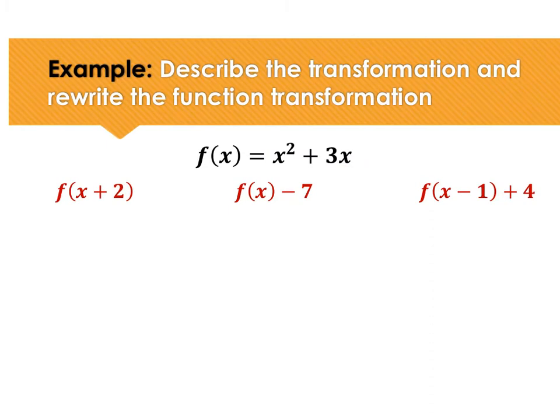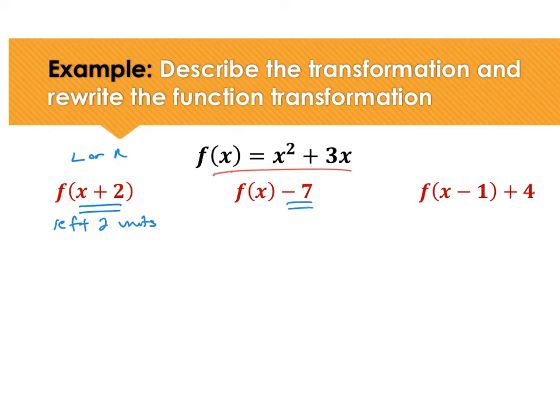So let's take a look at a few more before I have you guys try some on your own. Here again, we have a different function to work on. It's x squared plus 3x that's given, and now we're going to describe each of these first. Notice in the first case, it's inside the parentheses, so remember it's left or right when you see that. Since it's plus 2, remember it's opposite here. So we'd say left 2 units is what the first transformation would be.